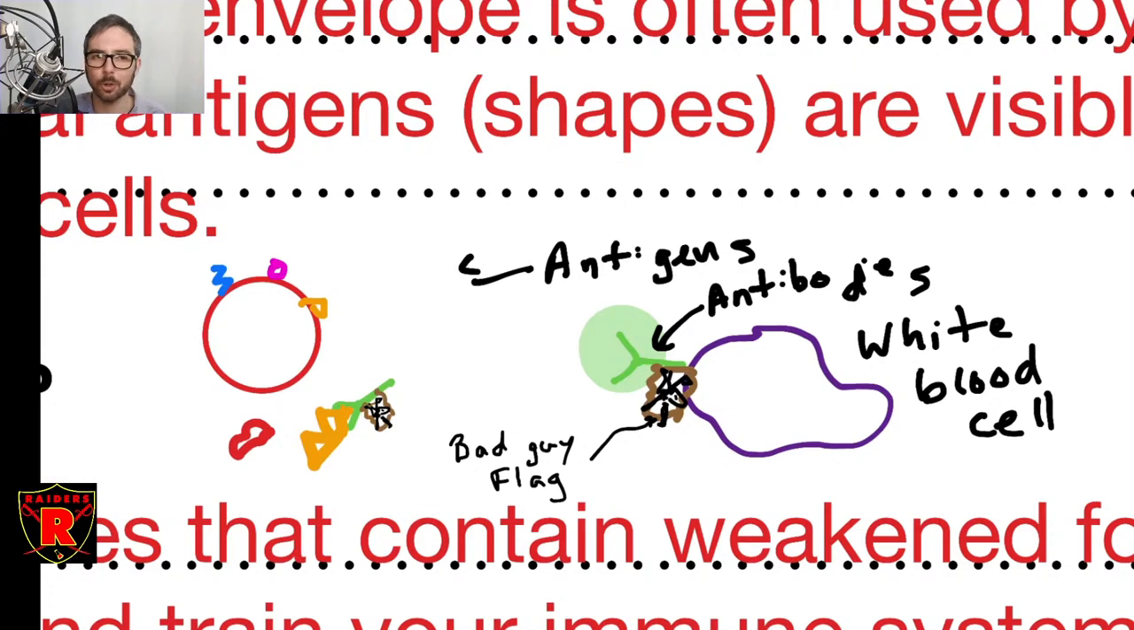A vaccine is an early warning system. It's a wanted poster. Look out for this guy. If you see this guy, it's a bad guy. Because normally this response, learning how to build antibodies, getting a bunch of white blood cells together that can build these antibodies, takes about 2 weeks. There's a turnaround time. And so if you get the vaccine, in about 2 weeks you have some level of protection, which is really cool.